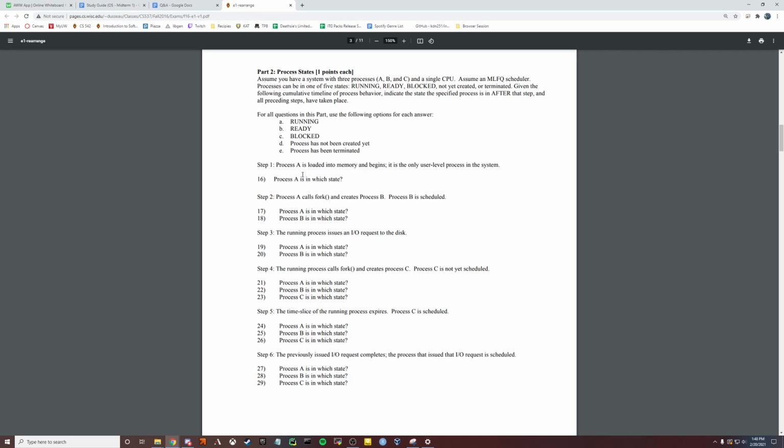So step 1, process A is loaded into memory and begins. It is the only user-level process in the system. Which state is process A in? It says it begins, so I'm assuming it's in the running state. Yeah, that's what I was thinking too. Yep.